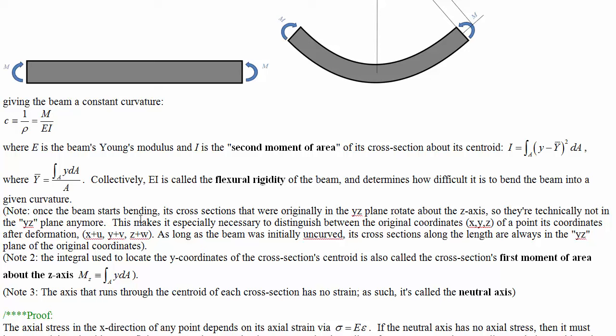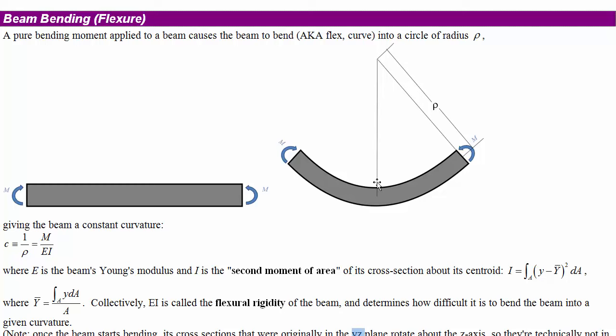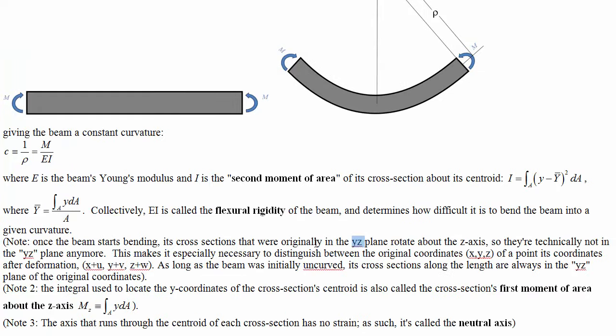Now, once the beam starts bending, its cross sections that were originally in the YZ plane kind of rotate. So you see this cross section here in the center is still in the YZ plane. But this one up here is, well, it's in the Z, and then the other dimension is kind of a little bit of Y and a little bit of X. It's kind of rotated about Z because of the moments here. So what direction are the moments? The moments are about the Z-axis, right? And so this is rotating this cross-sectional plane about the Z-axis when the moments are applied.